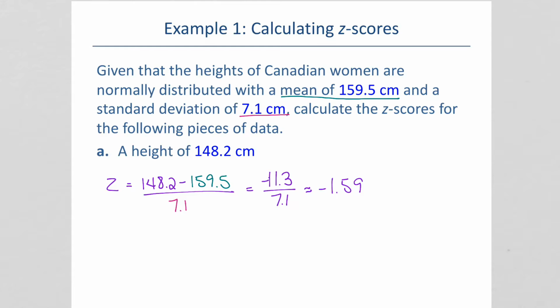We don't really use the negative when we talk about it. We say that this data point is 1.59 standard deviations below the mean. So this person is shorter than average, basically.